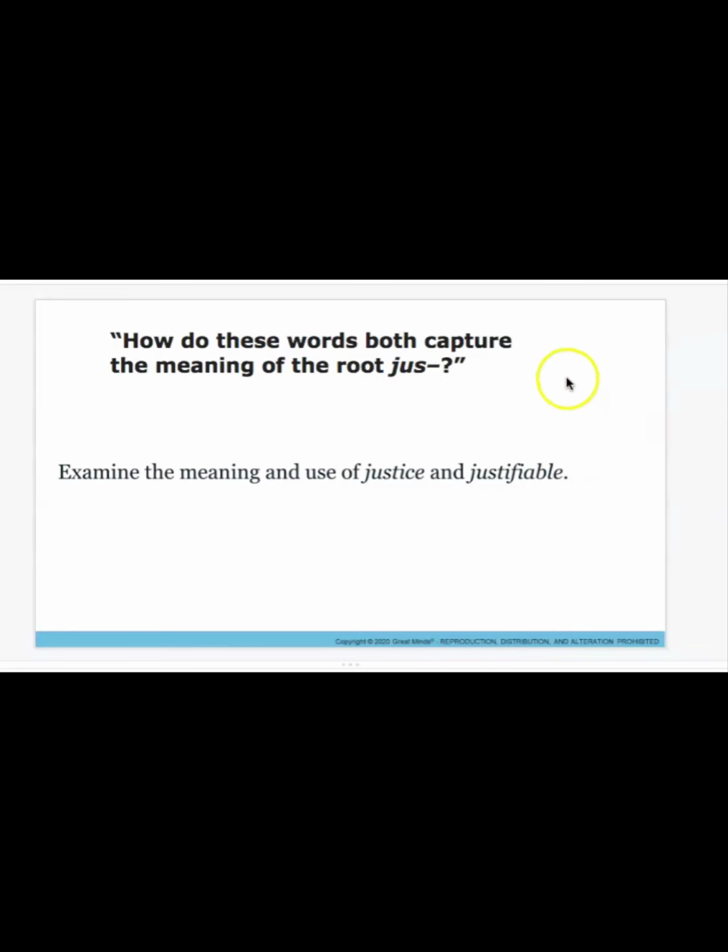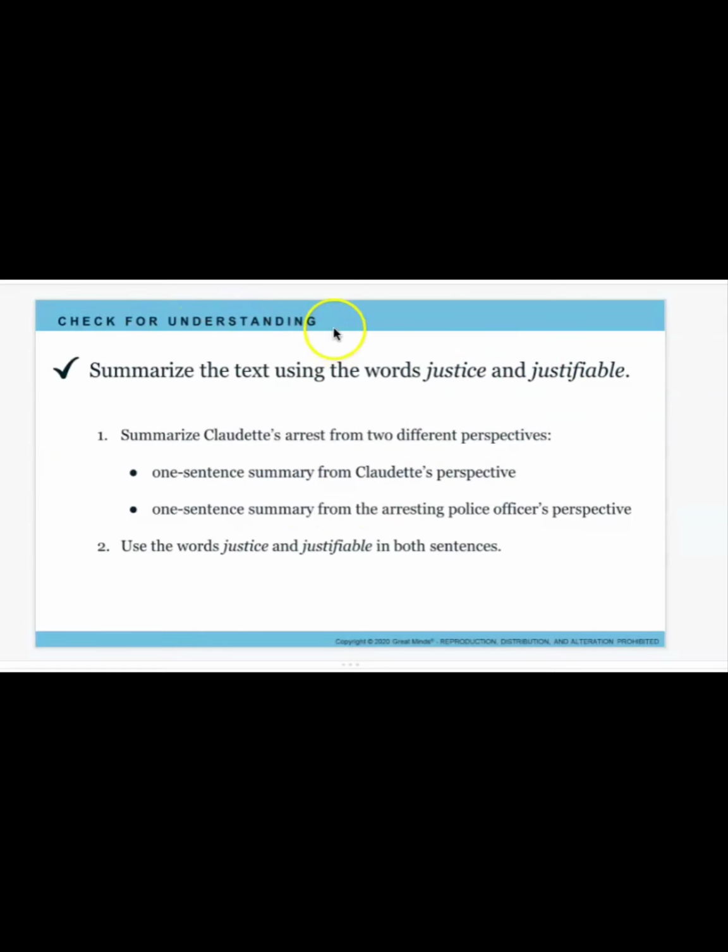So now that you know what the root just means, examine the meaning and the use of justice and justifiable. Now I want you to summarize Claudette's arrest from two different perspectives. I want you to write one sentence that summarizes Claudette's perspective about her arrest, and one sentence that justifies the police officer's perspective of Claudette's arrest, using the word justice or justifiable.